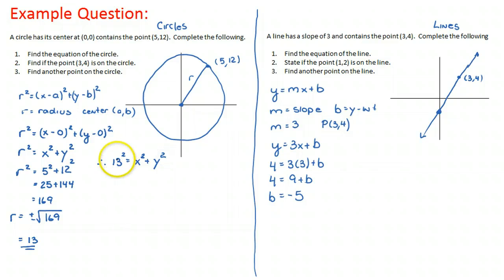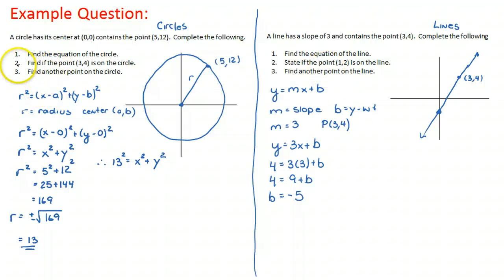And students often ask, do I need to write this as 169? I leave it as 13 squared. And I recommend leaving it as 13 squared because then you know right away what the radius is. So I really want to make the connection that these are the same type of question. Here I'm working with a circle. Here I'm working with a line.